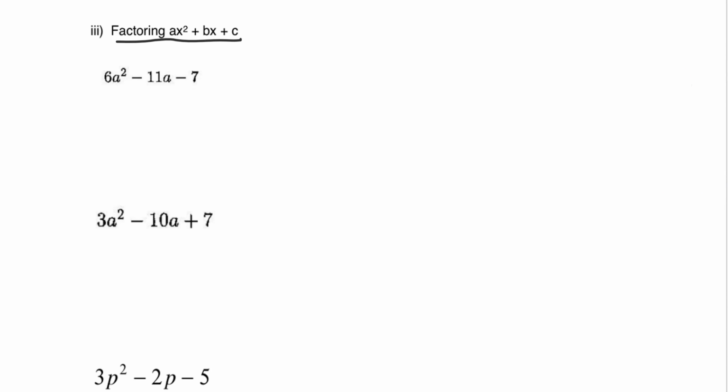There we go. Step 1. When you want to factor ax squared plus bx plus c, step 1 is you multiply the first term and the last term. So if there's a number in front, you have to multiply these two terms. You would multiply AC.